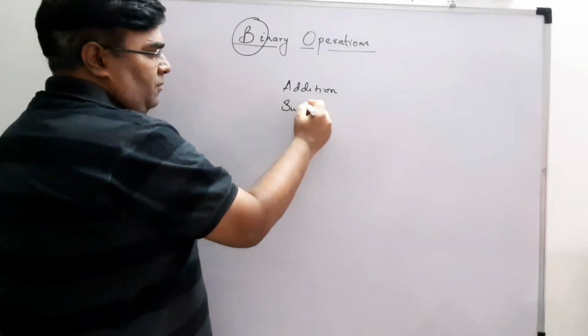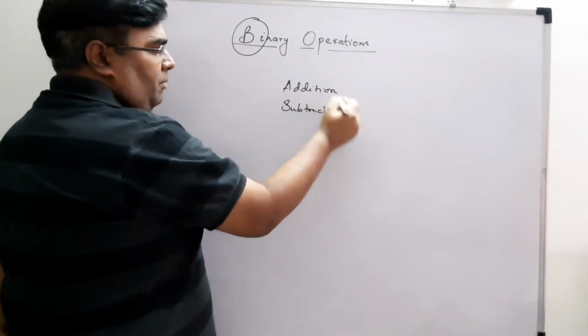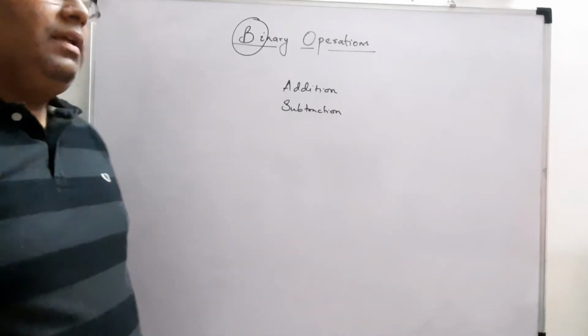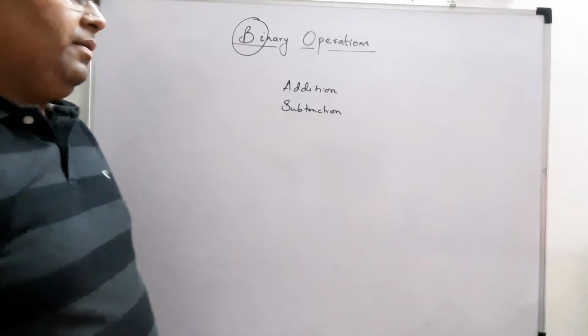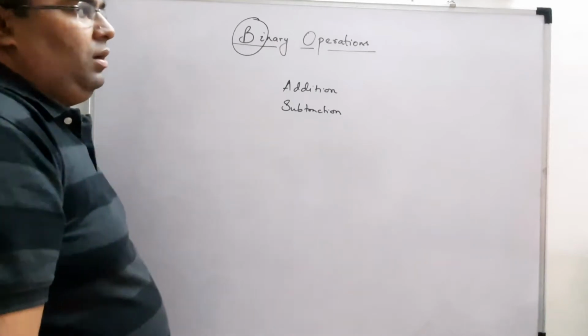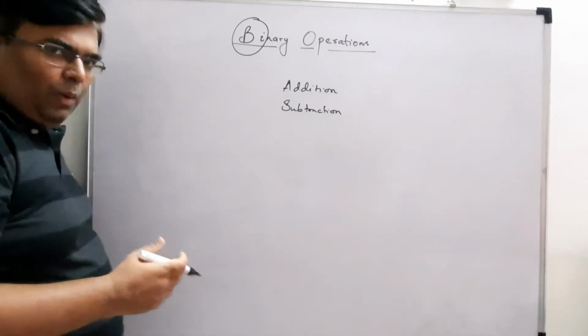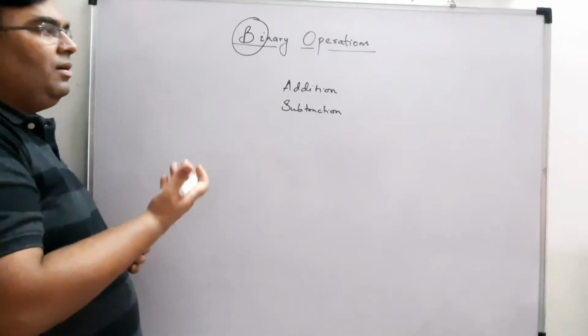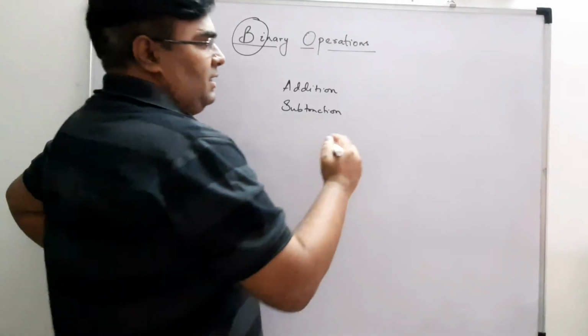Subtraction is also a binary operation. Multiplication is also a binary operation. Division is also a binary operation, right? So do we have any other operation from binary? Because whatever you recollect, it will be of binary only. Let's understand this.